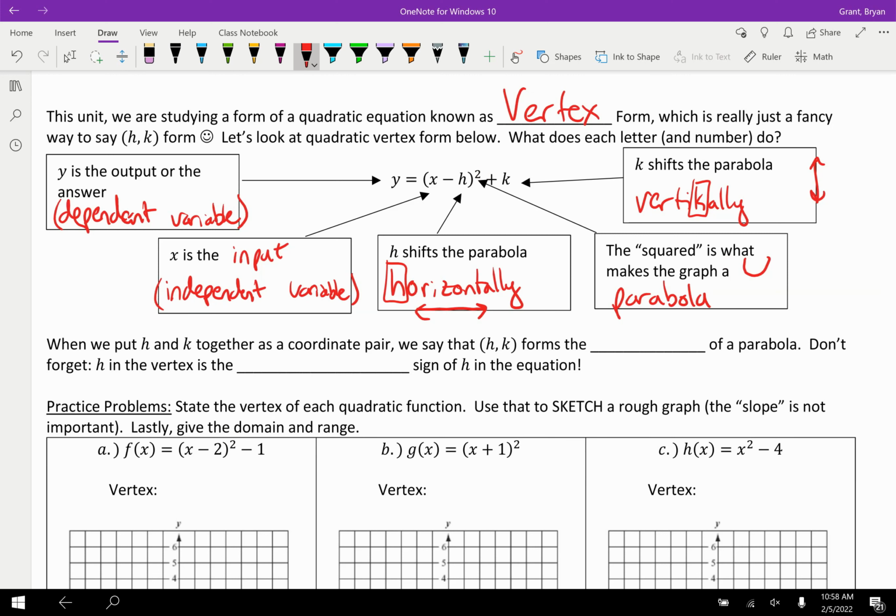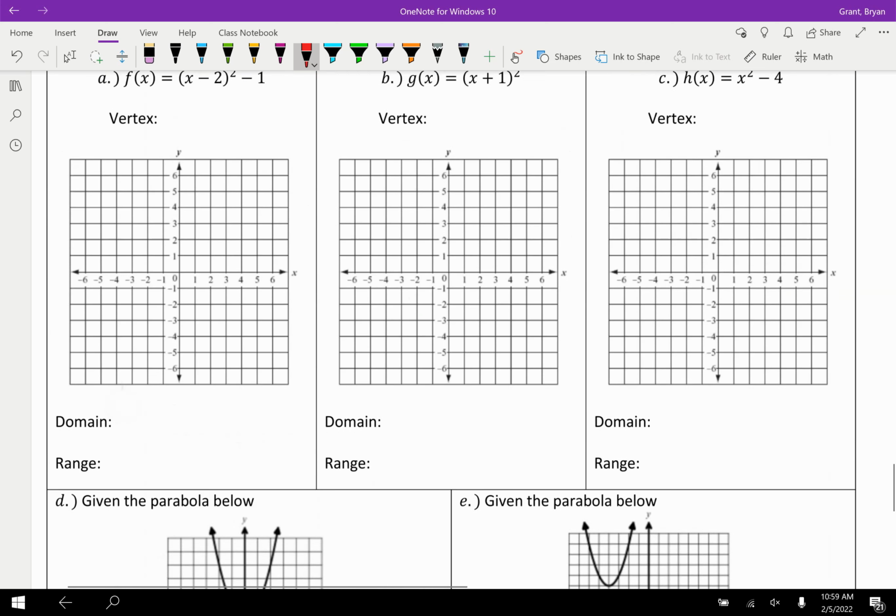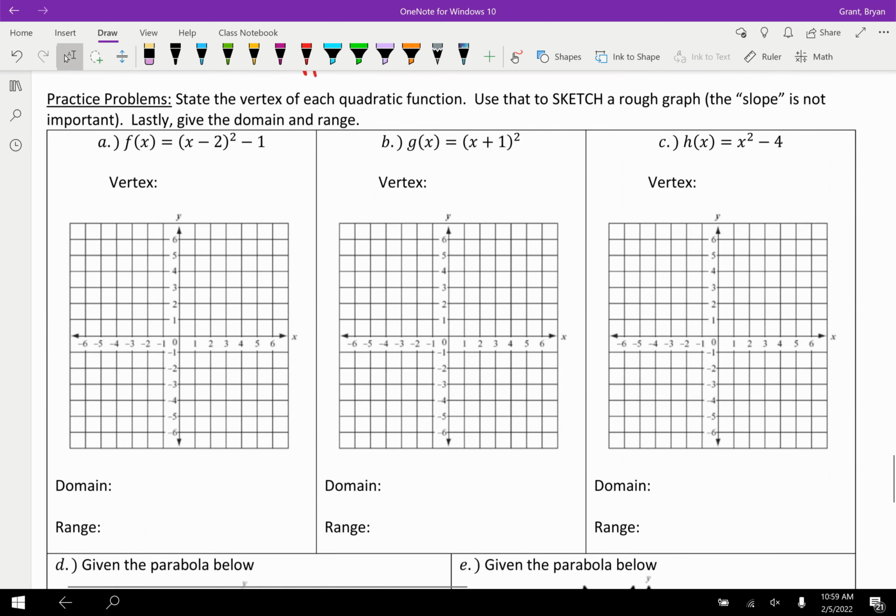Now, as a reminder, when we put h and k together as a coordinate pair, just meaning x comma y, we say that the hk forms the vertex of the parabola. Also, word of warning, don't forget, h is still in the vertex the opposite of the sign it looks like in the equation.